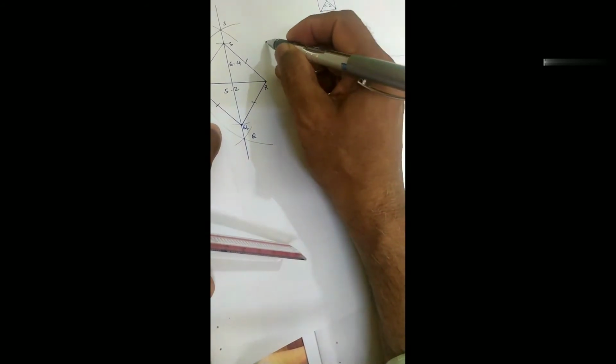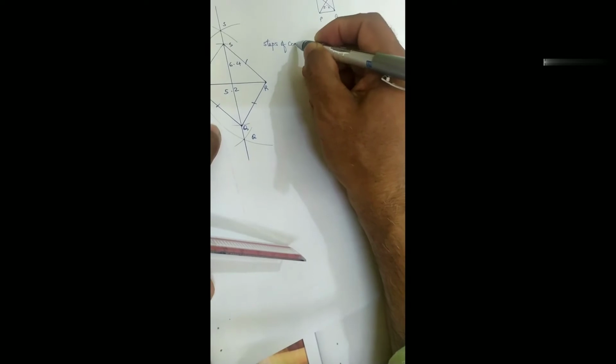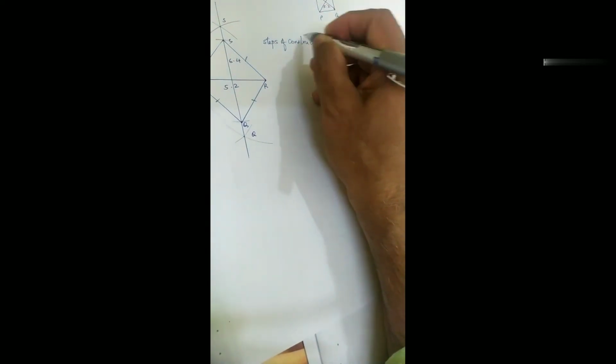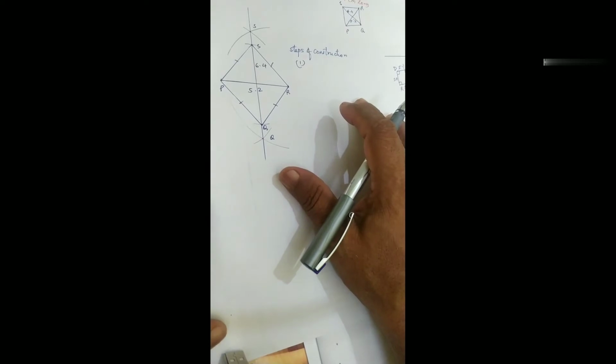So we can write the steps of construction. I will tell them orally, you can write them down in your own language. Take PR equal to 5.2 centimeters. This you can write down.